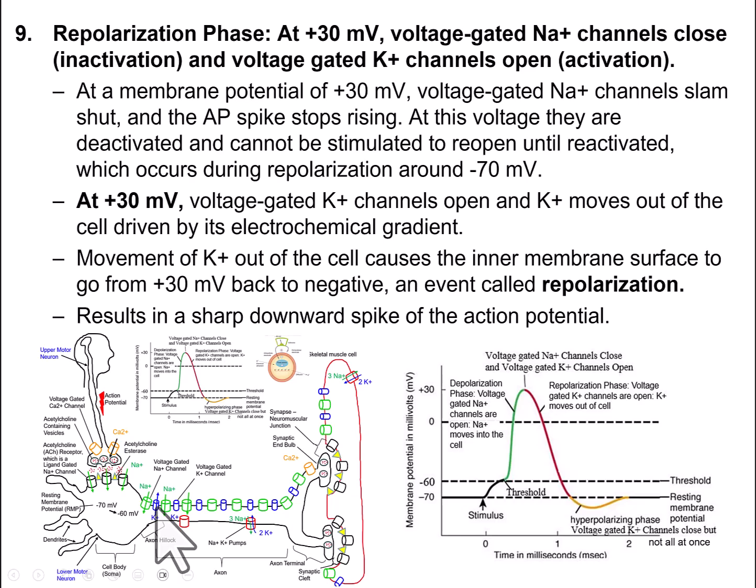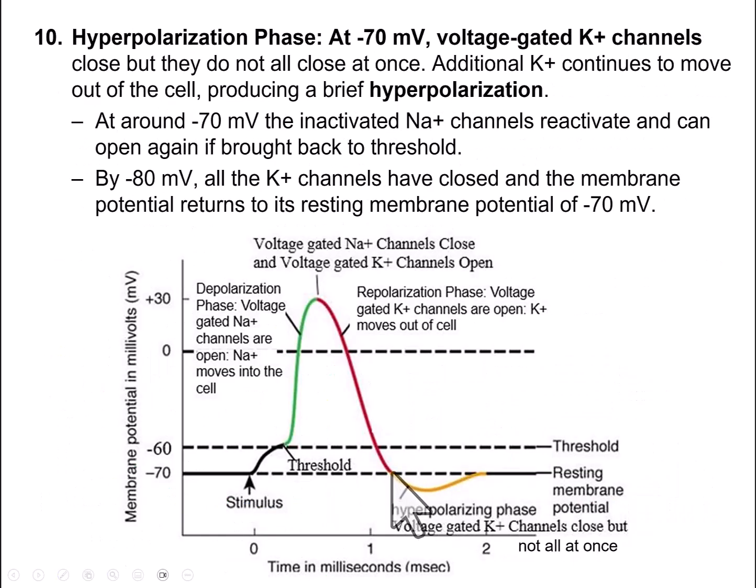And then that leaving of positive charges is going to repolarize it, make it more negative again. And we call this the repolarization phase. The repolarization phase is where you have the opening of voltage-gated potassium channels and potassium leaves, those positive charges leave, which repolarizes it. And that gives you the sharp downward spike of the action potential. Well, when it hits minus 70, that's when voltage-gated potassium channels close. But unlike the sodium channels that all slam shut at positive 30, you don't get a higher spike in the action potential because they've all slammed shut.